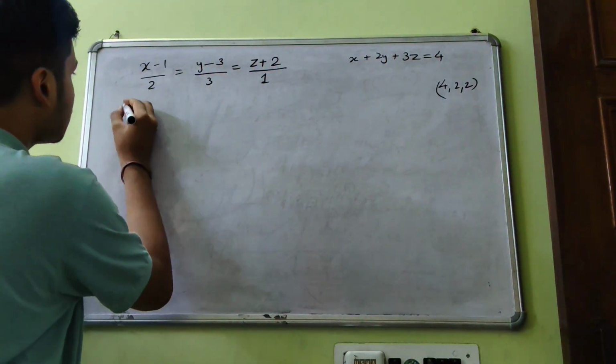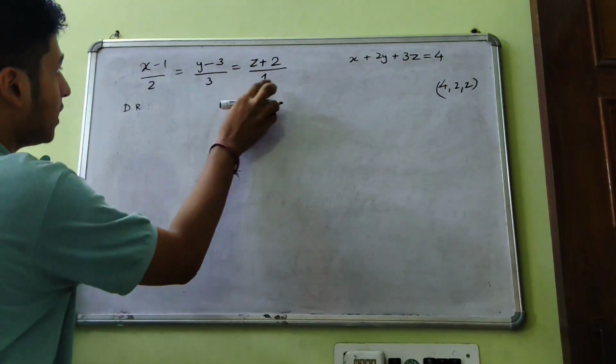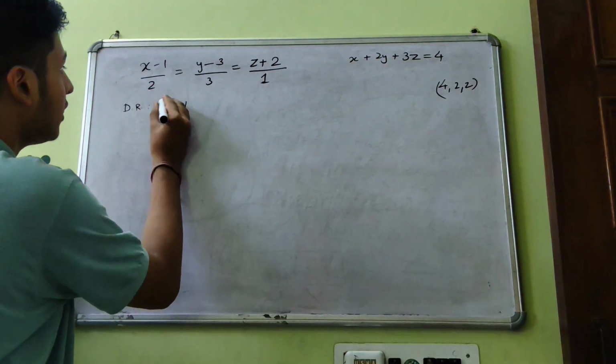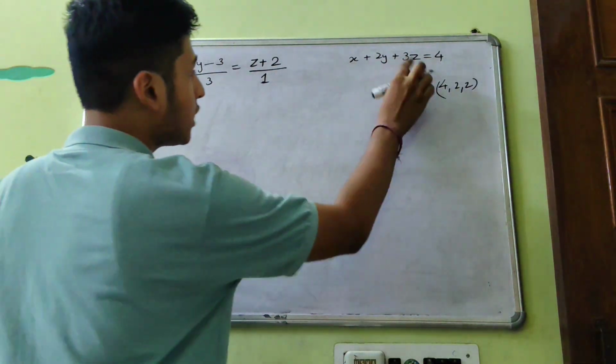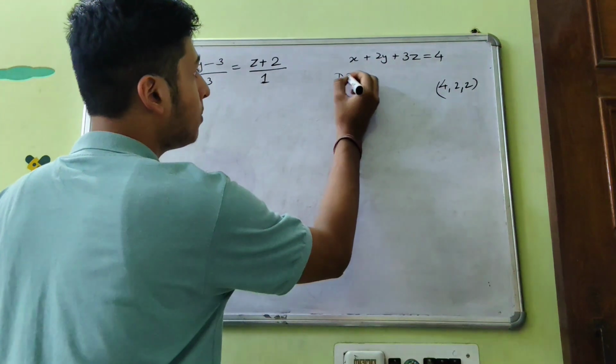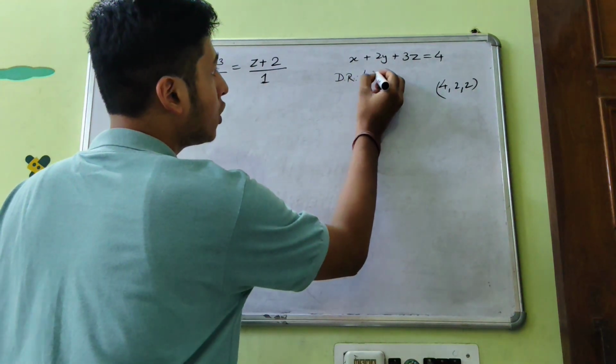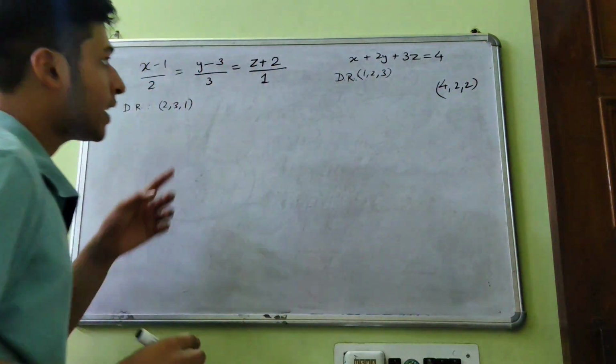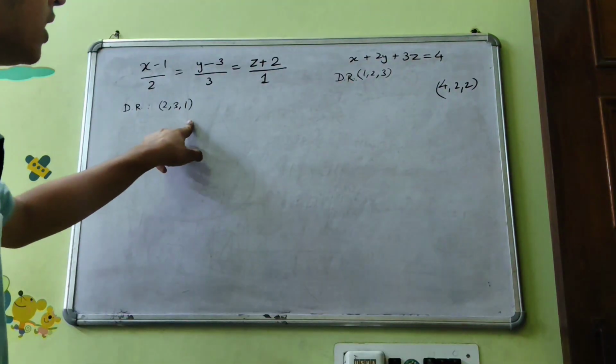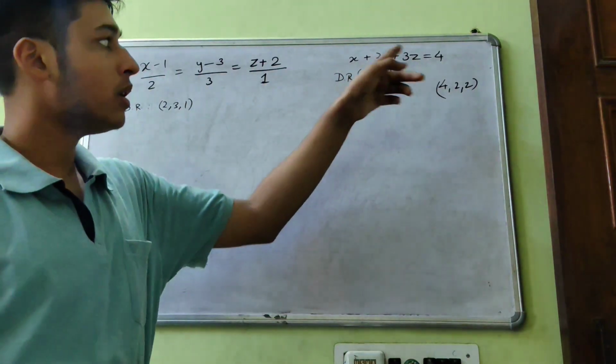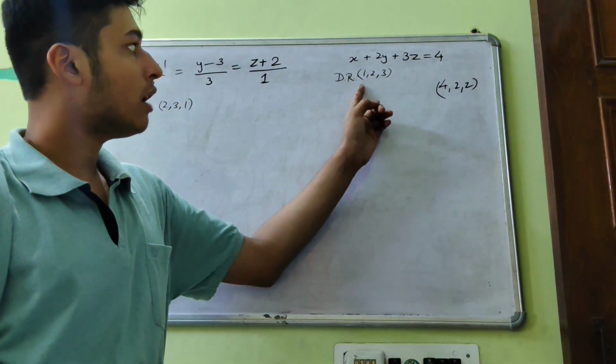So, the direction ratios of this line are 2, 3, 1, and the direction ratios of this given plane are 1, 2, 3. Direction ratios of this line are 2, 3, 1 and direction ratios of the normal to this plane are 1, 2, 3.